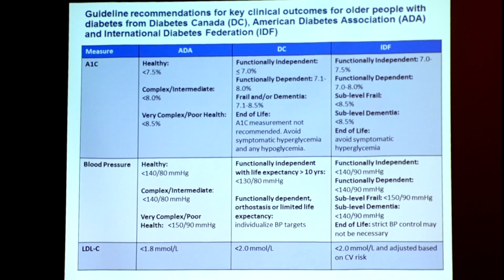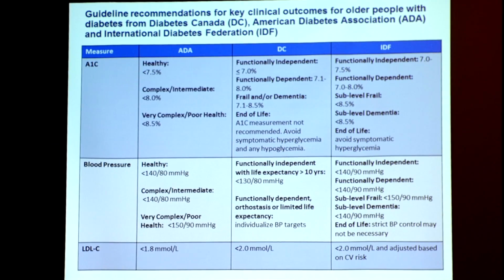There are 3 different organizations which have really agreed quite thoroughly in terms of these goals: the ADA, the American Diabetes Association, Diabetes Canada, and the International Diabetes Federation. So again, I think we have the strictest, and we're saying that those that are functionally independent still can be treated to an A1C less than 7%, but certainly worldwide the goal of less than 7.5 is accepted.